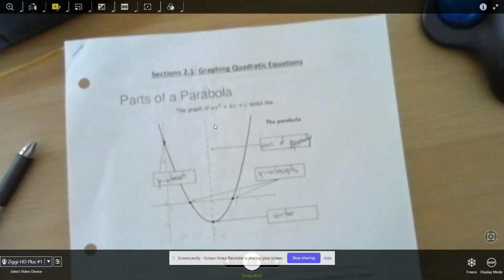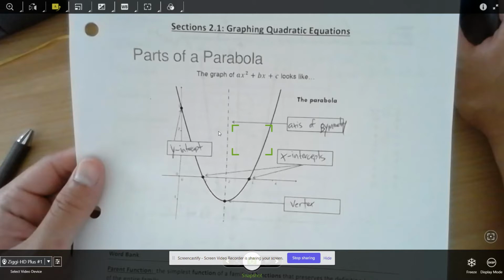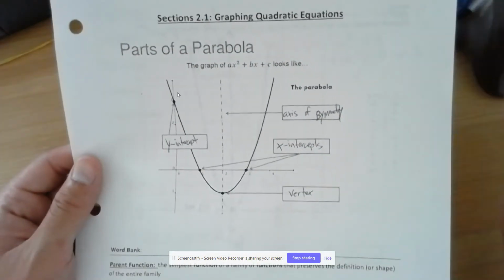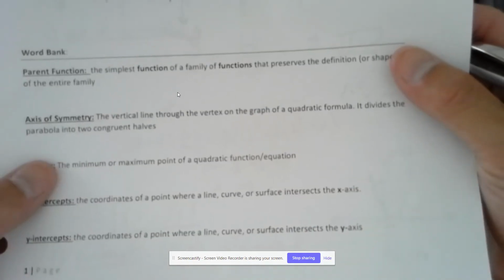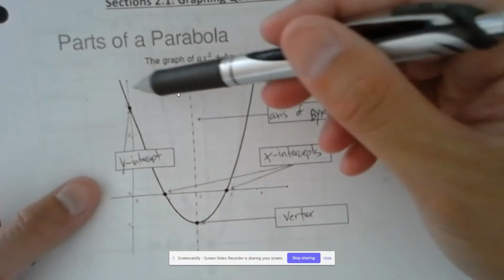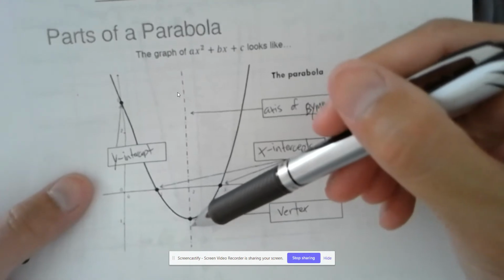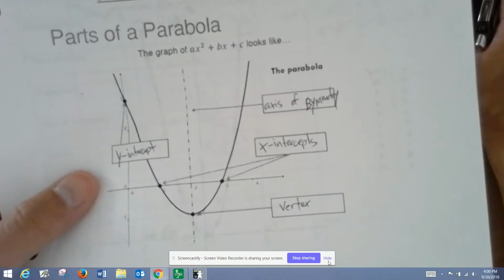Let me zoom in on this. This is the vertex. If you read the definition, the vertex is the minimum or maximum point of a quadratic function or equation. So this would be the smallest point. This is the minimum point, the lowest point on this graph. So that is, by definition, the vertex.